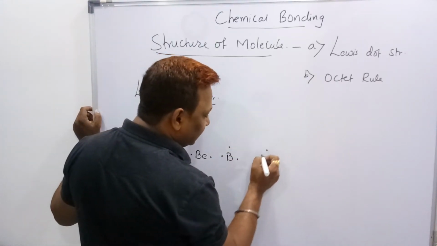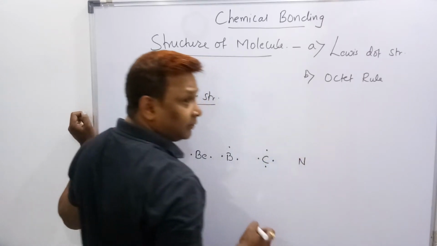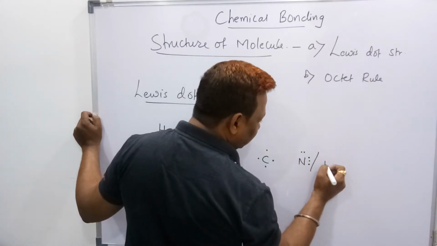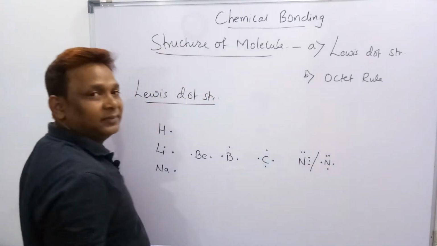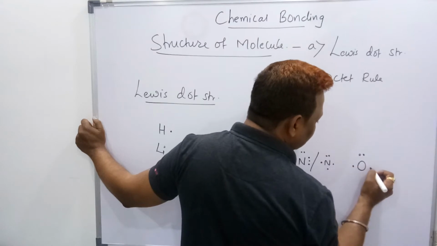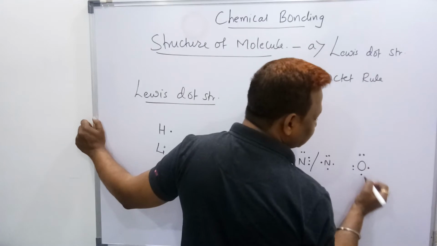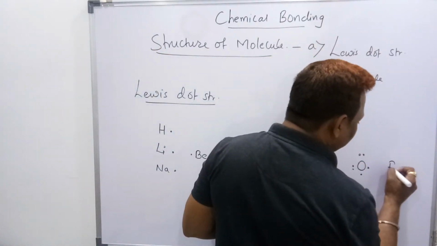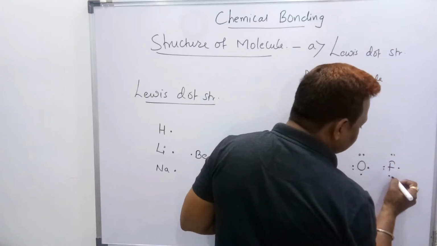Carbon, in its valence shell 4 electrons, so denoted with 4 dots. Then nitrogen, in its valence shell how many? 5 electrons, so we should know 1, 2, 3, 4, 5 dots. Same way, oxygen belongs to group 6. In its valence shell it has only 6 electrons, so 1, 2, 3, 4, 5 and 6. Same way, fluorine belongs to group 7, so 1, 2, 3, 4, 5, 6, 7.